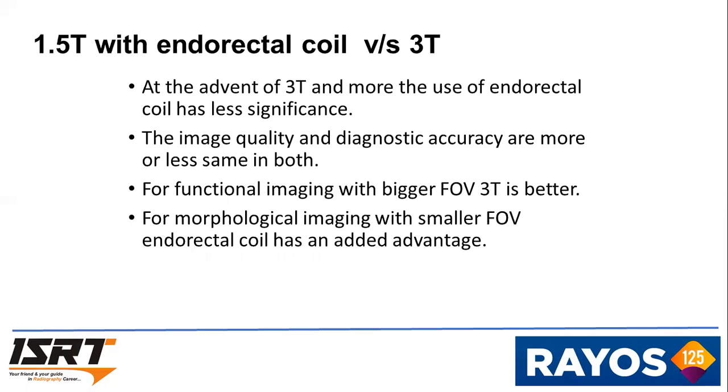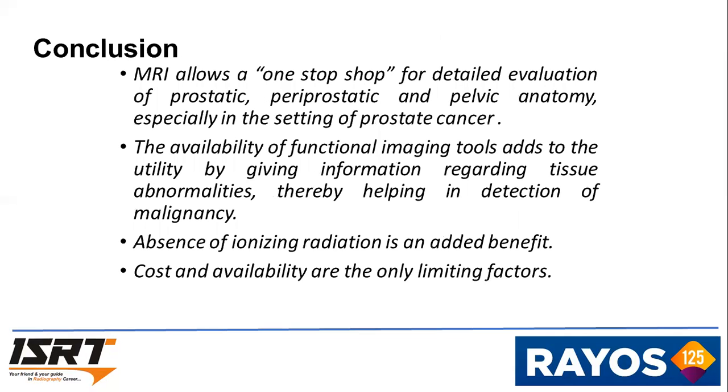Now, this is a comparison of 1.5 Tesla with endorectal coil and 3 Tesla without the endorectal coil. With the advent of 3 Tesla and more, the use of endorectal coil has less significance nowadays. The image quality and diagnostic accuracy are more or less the same in both cases. For functional imaging with a bigger FOV, 3 Tesla is better. For morphological imaging with a smaller FOV, endorectal coil has an added advantage.